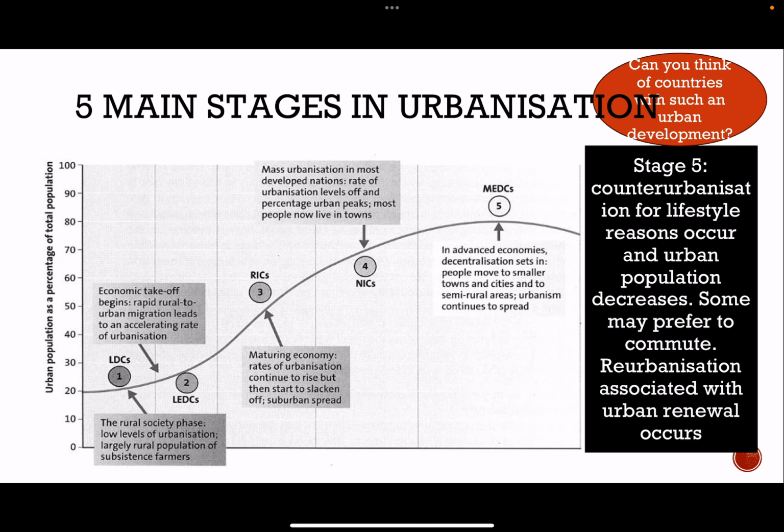where eventually it becomes less urban because they start to move away to rural areas or even counter-urbanization where they go completely out. They just want a better view. They're tired of the life of the city, and that's the last stage of it.